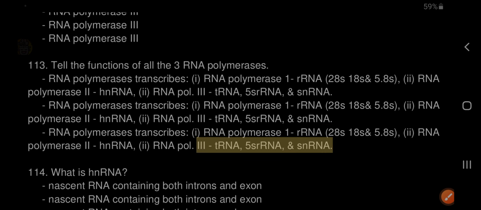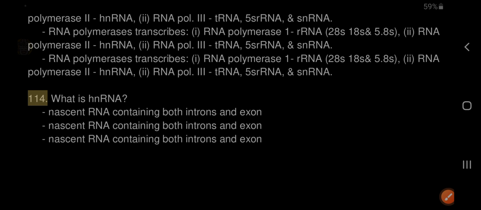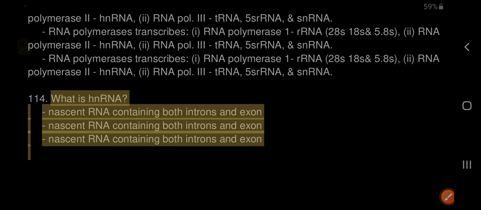3. tRNA, 5S rRNA, and snRNA. 114. What is hnRNA? Nascent RNA containing both introns and exons.